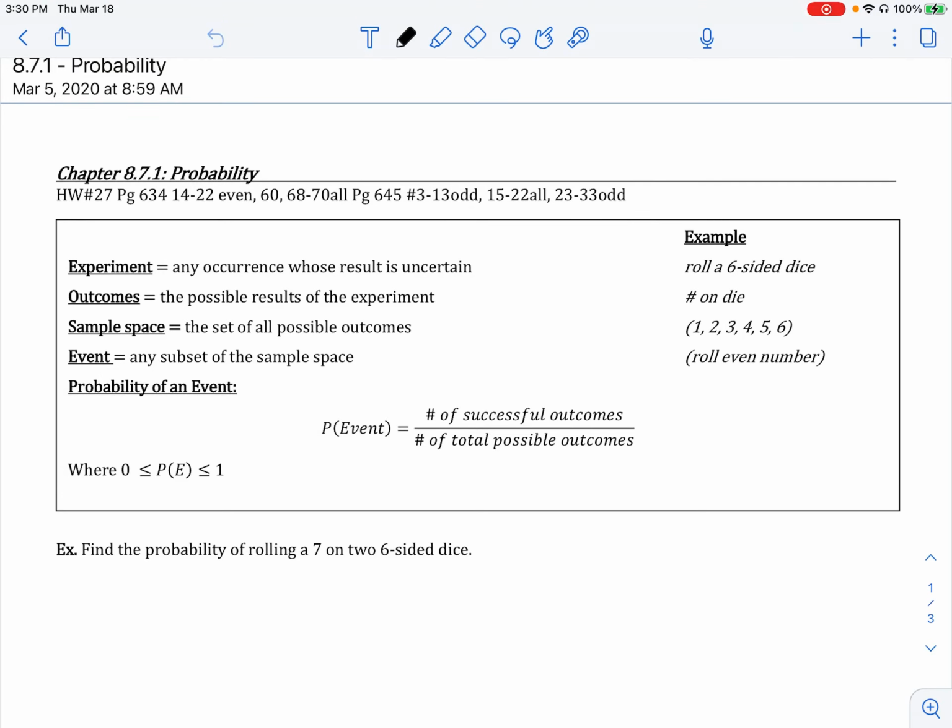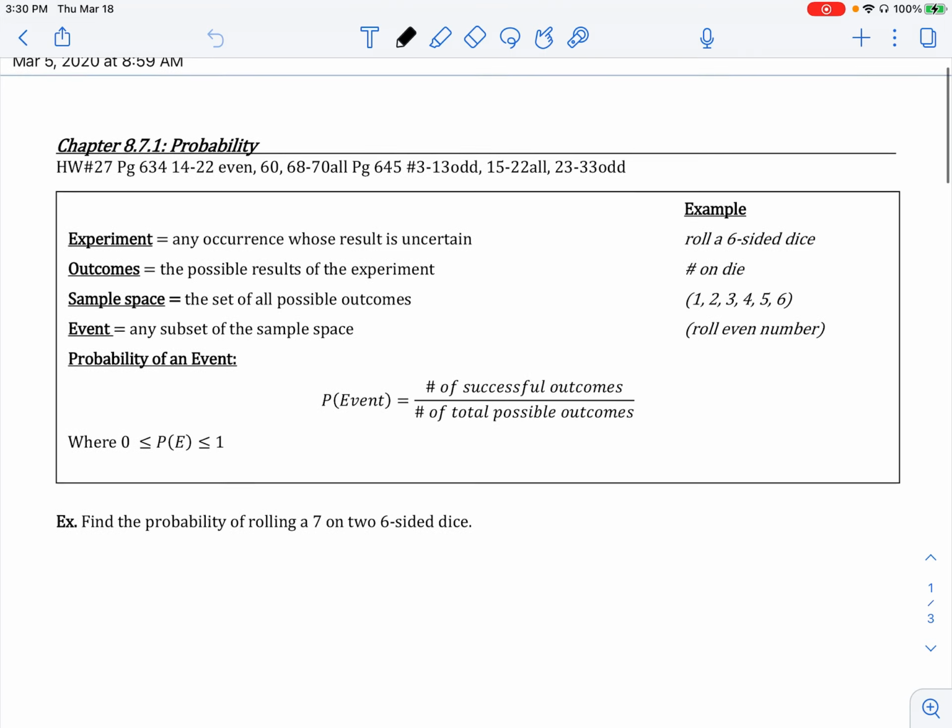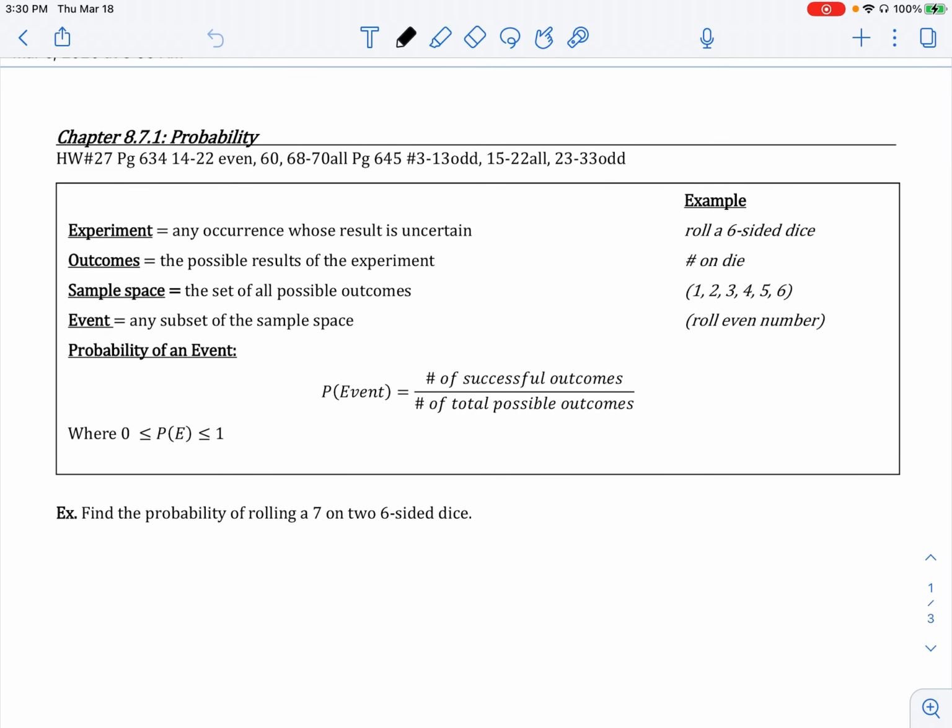Probability. All right, let's talk about some probability problems. We're going to talk about a couple of different cases and situations here. Go ahead and pause the video and write down these notes that I have here.